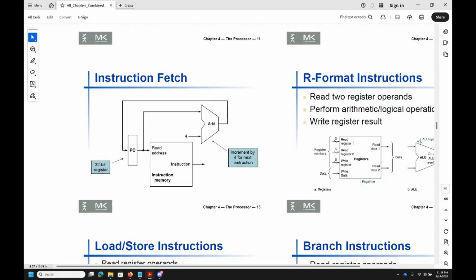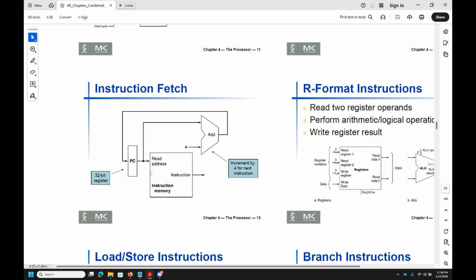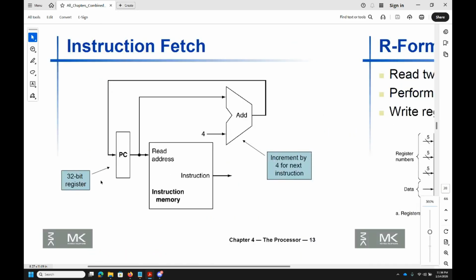So the first step is always the instruction fetch. Here we have taken a simplified view of the processor. You have 32-bit registers. Can anyone here tell me what a 32-bit register means? Or what 32-bit means here? Anyone?